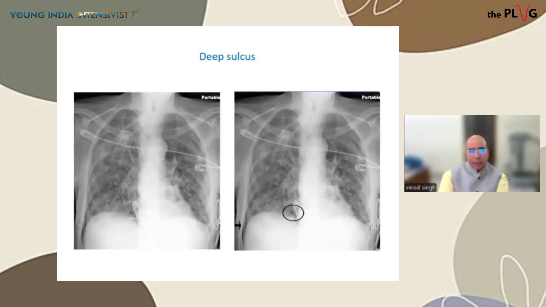Deep sulcus sign is something in the X-ray that you can see here, that occurs in pneumothorax on a ventilator. You can see the right costophrenic angle has gone deep. It is the deep sulcus sign.